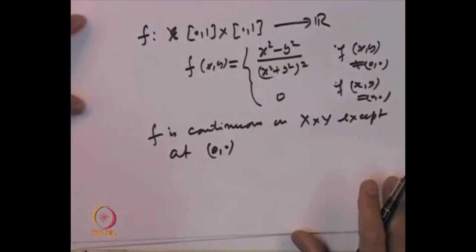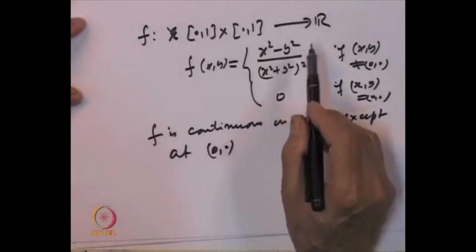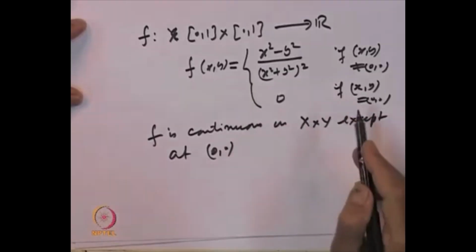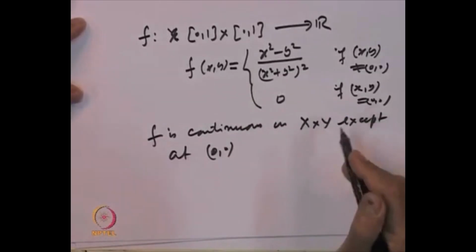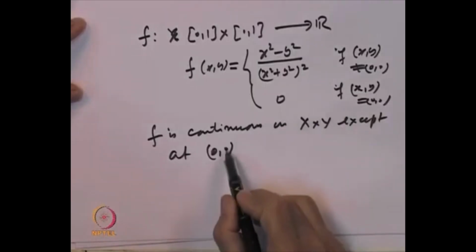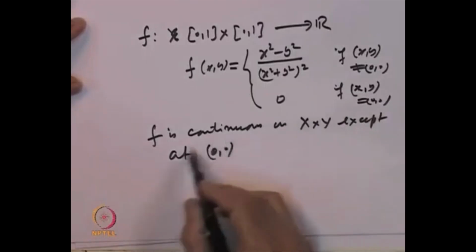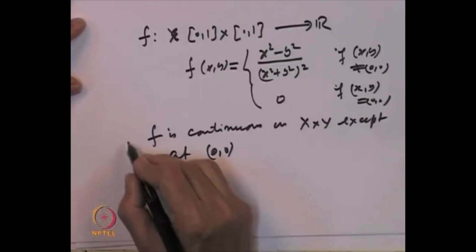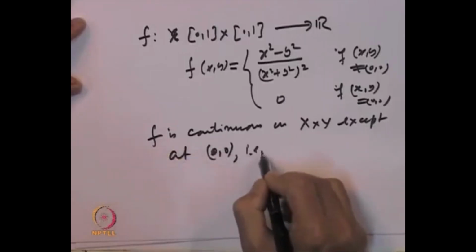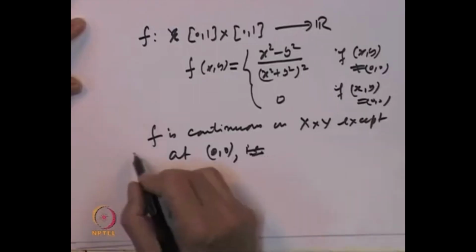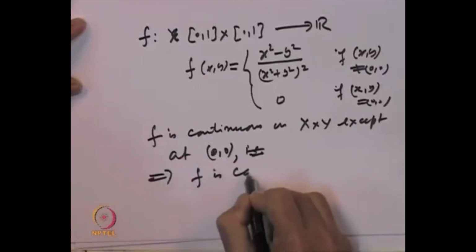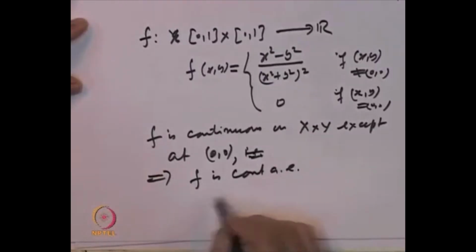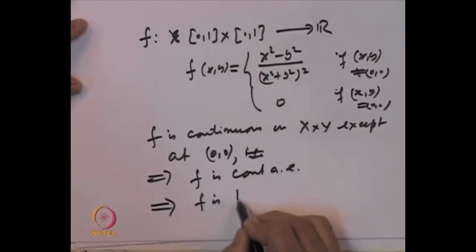So, at (0, 0), you can see that if I take y to be equal to 0, that is x square divided by x to the power 4. So, it looks like 1 over x square, and as x approaches 0, it is going to blow up. So, it is not continuous at the point (0, 0), but that does not matter. So, that means f is continuous almost everywhere, because one point does not matter. So, this implies f is continuous almost everywhere, and this continuous almost everywhere implies f is Borel measurable.